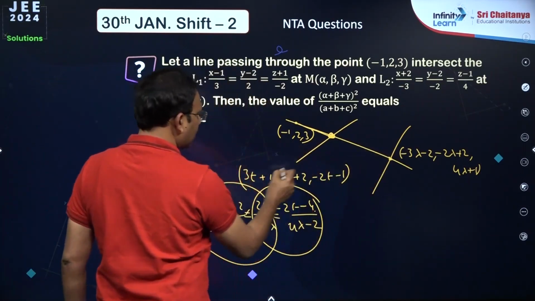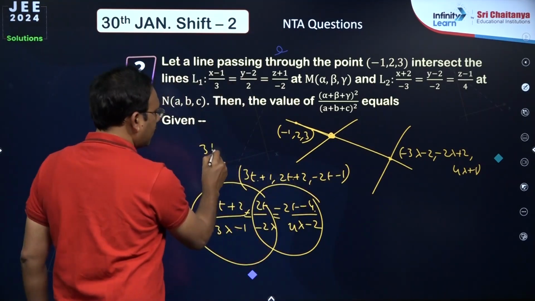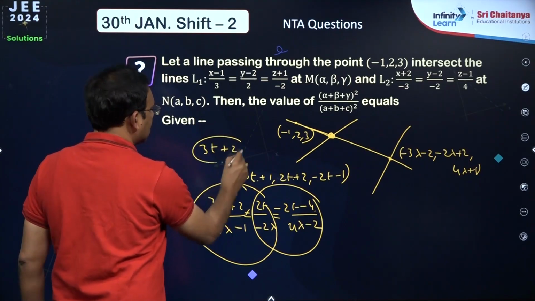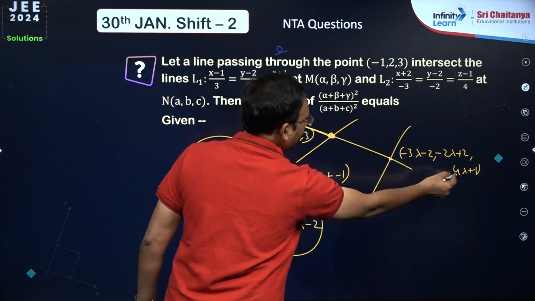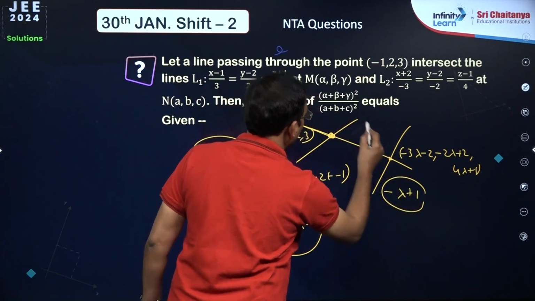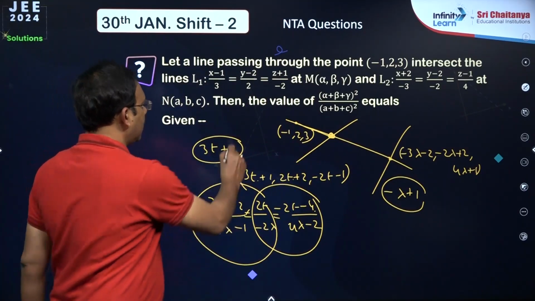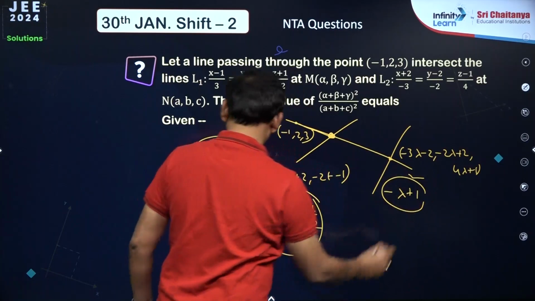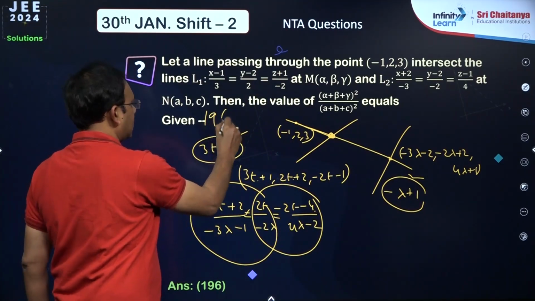You will get this point, where alpha plus beta plus gamma is going to be 3t plus 2, that's it. So 3t plus 2 whole square by a plus b plus c, which will become 4 lambda, means minus lambda plus 1. It is going to be this. So the lambda value and t value you substitute here, and its square by its square will give you the answer. The answer is going to be 196, my dear friends.